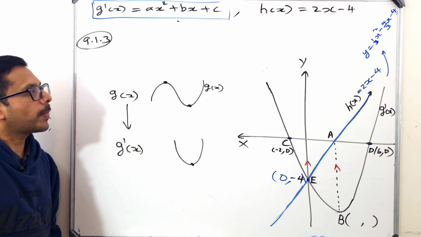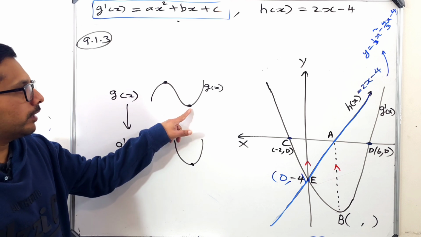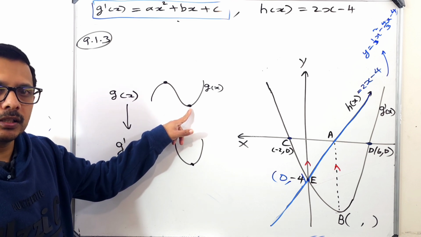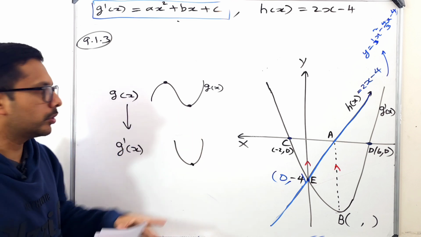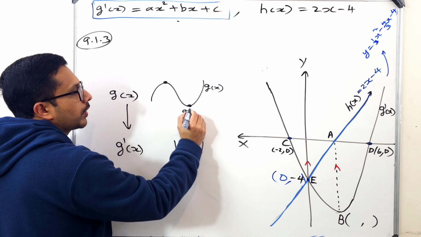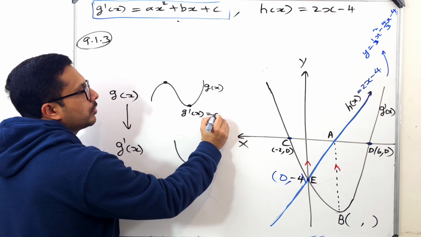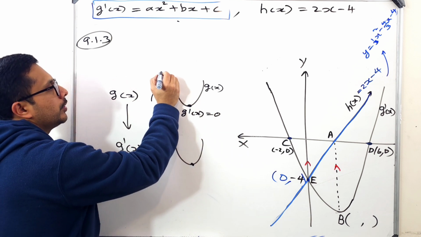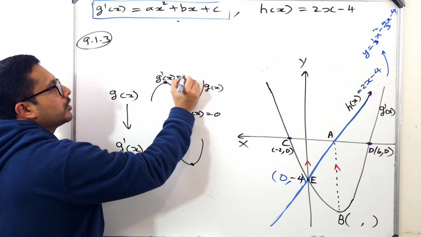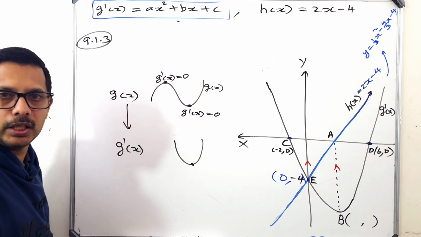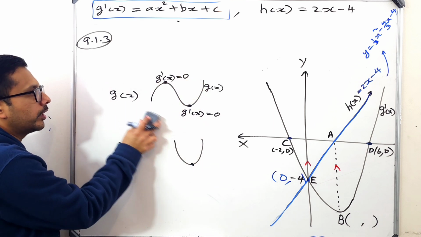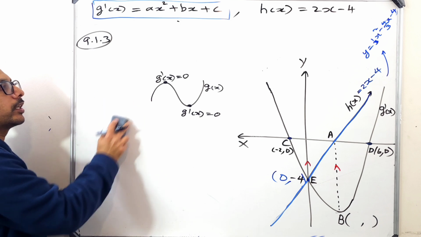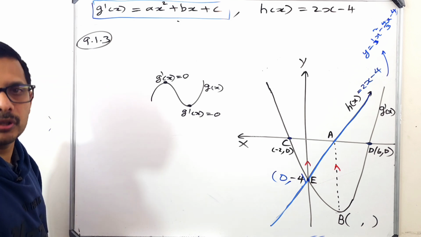Okay, so at the turning point, what did you study? First derivative is equal to 0. You know, at this turning point, first derivative is equal to 0. Here also at the maximum turning point, first derivative is equal to 0. That is what you studied in theory class. Am I right? Okay, so at the turning point, first derivative is equal to 0. We are going to apply that one here.